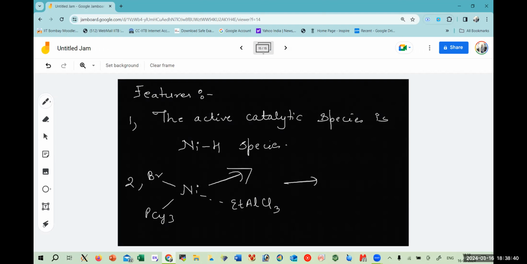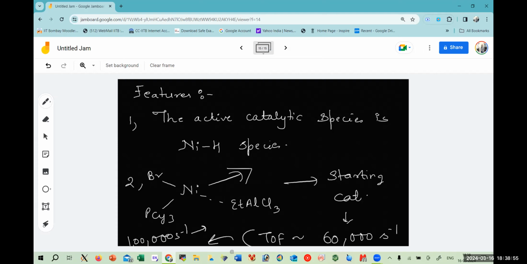So this starting catalyst that we have used shows a turnover frequency of around 60,000 per second, and it is comparable with the 1 lakh turnover frequency which comes from an enzyme. So its reactivity is very comparable. It is a highly active species, which we have seen.